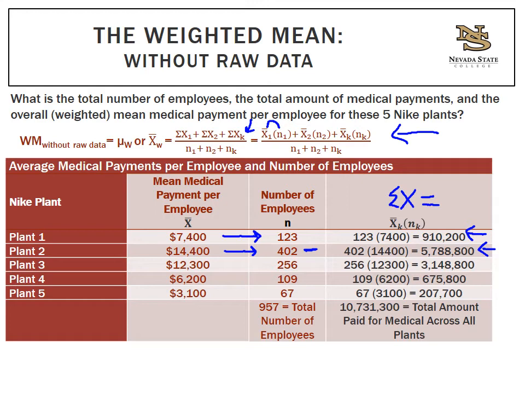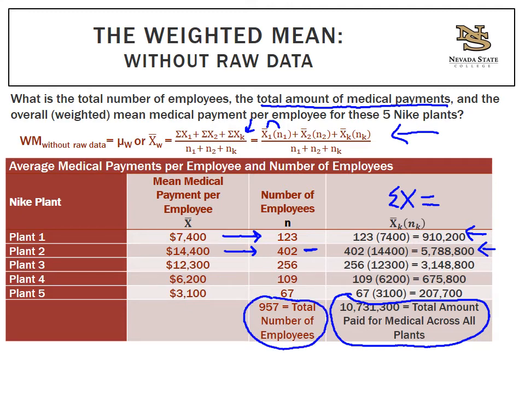Take that mean, multiply it by the sample size, and then you end up with the total amount paid across all plants: $10,731,300. So that answers this question right here, right? The total amount of medical payments. And then we want to make that into an average by dividing by the total number of employees, 957, answering that first question here. So out of all these 957 employees, a total of $10,731,300 was paid for medical across all plants.